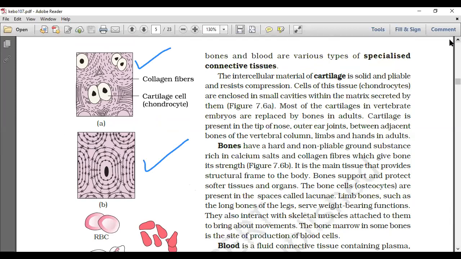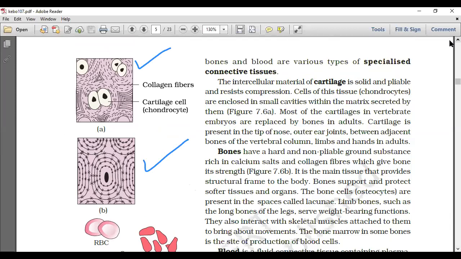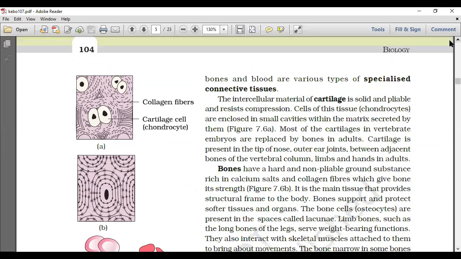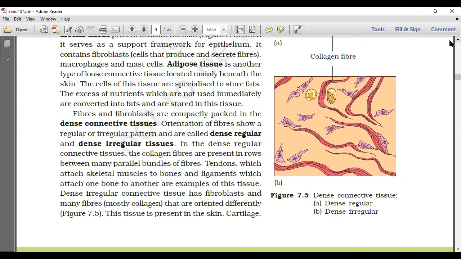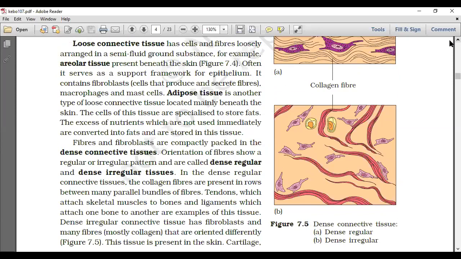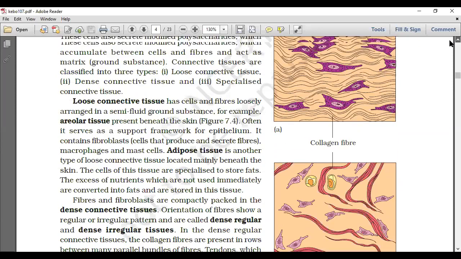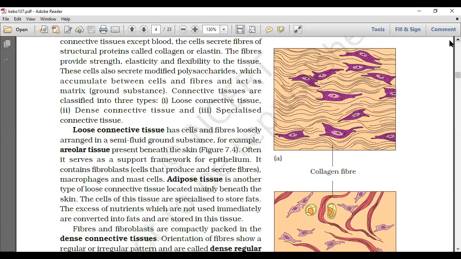In a similar way, we need to go through some more diagrams. We have already seen the epithelial tissue diagram. Next, you can see the dense regular and dense irregular connective tissue. In the dense regular, the collagen fibers are arranged in regular bundles, and in between them you can see the fibroblast cells.